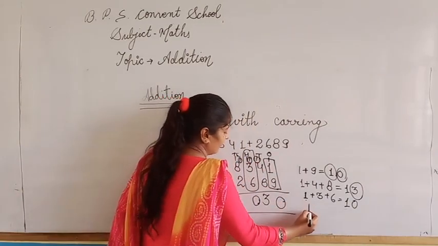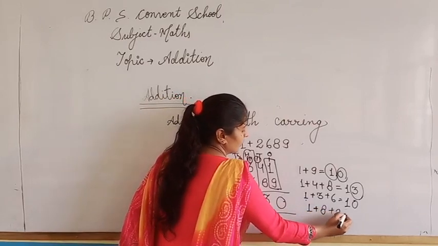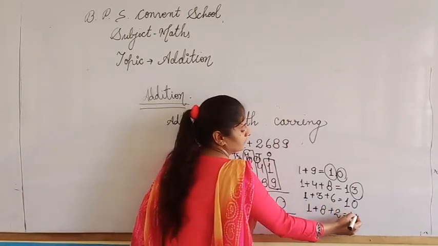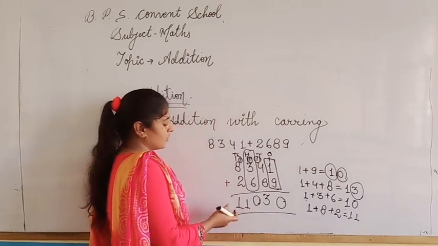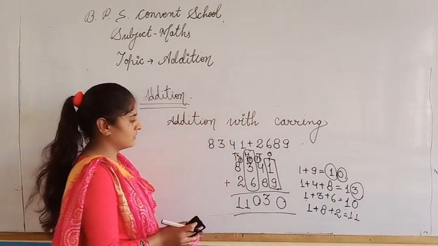Let's add the thousands place digits. 1 plus 8 plus 2. The sum of these digits is 11. So we write 11 downside because there is no next place here. Understand?